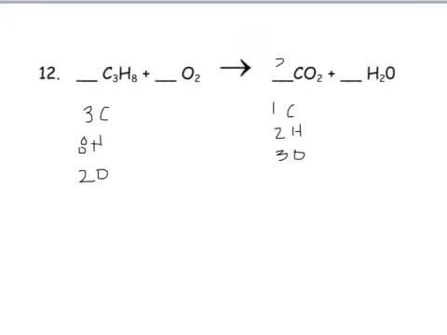Okay, I'm going to start by putting a 3 in front of the carbon dioxide. That's going to change the carbons to 3. Oxygen, now I have 2 times 3, which is 6 plus 1, 7. Okay, hydrogens, I have 8 and I have 2. So if I put a 4 here, this becomes 8. And now oxygen, I have 2 times 3, which is 6, plus 4 times 1, so that is a total of 10. We can easily get 10 oxygen with a coefficient of 5. 3 carbons, 8 hydrogen, 10 oxygen.